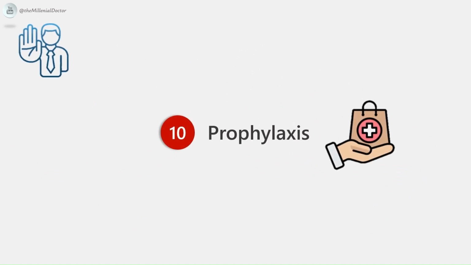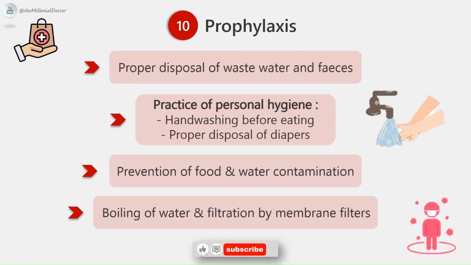Lastly, the prophylaxis. Giardiasis can be prevented by the following measures. First, proper disposal of wastewater and feces. Second, practice of personal hygiene like hand washing before eating and proper disposal of diapers. Third, prevention of food and water contamination. Fourth, community chlorination of water is ineffective for inactivating cysts. Boiling of water and filtration by membrane filters are required. So this is all about the parasite Giardia lamblia.